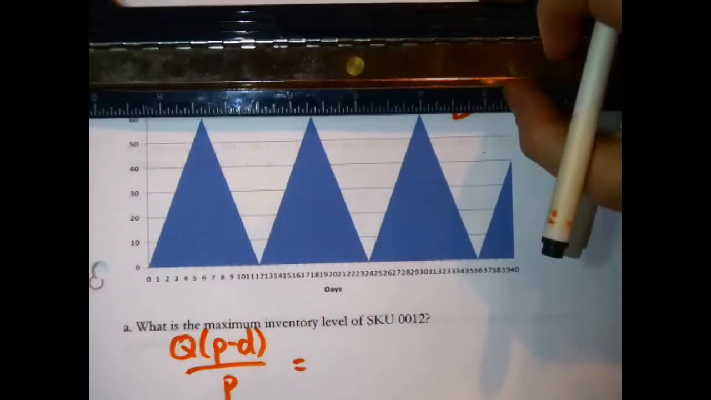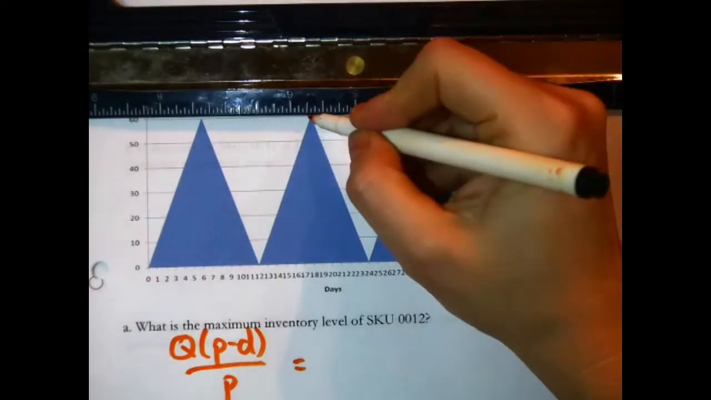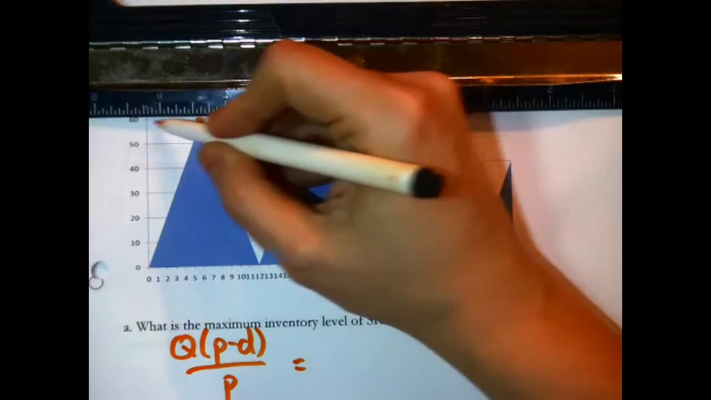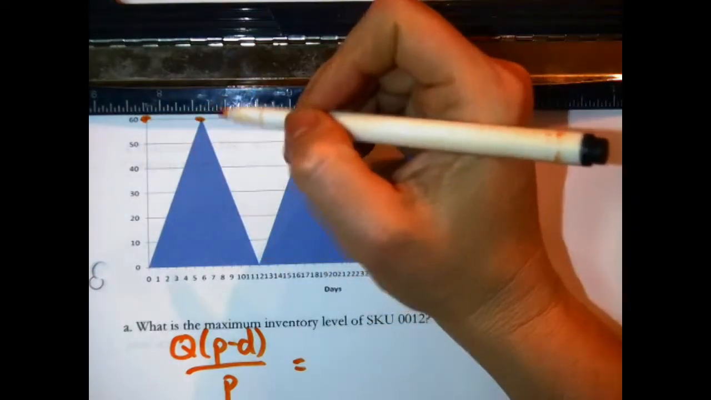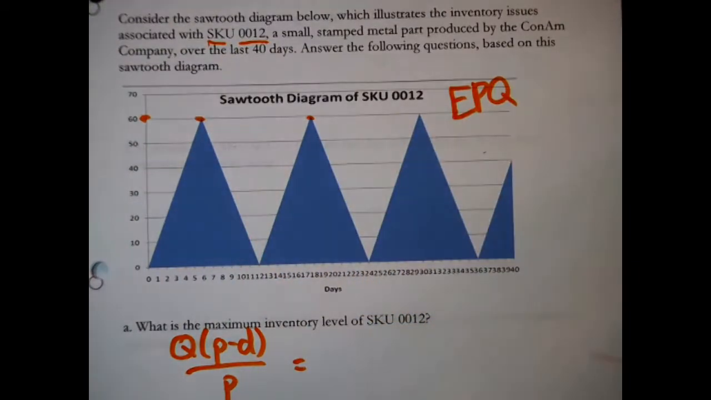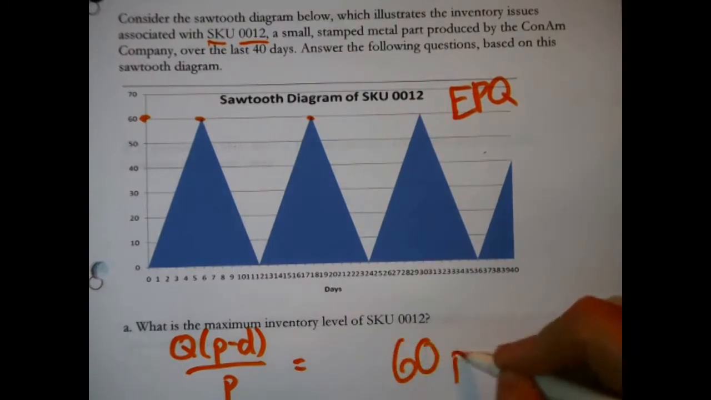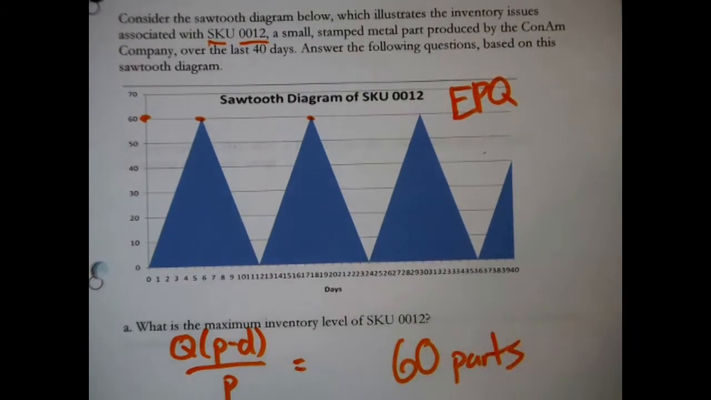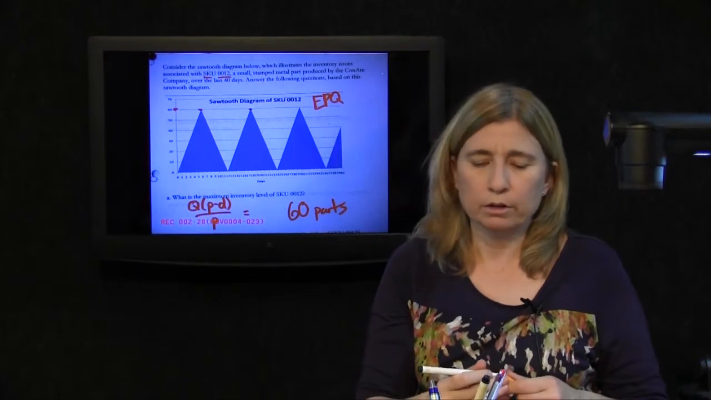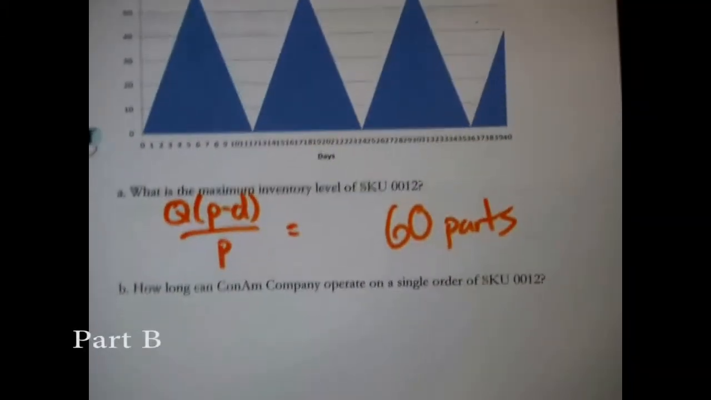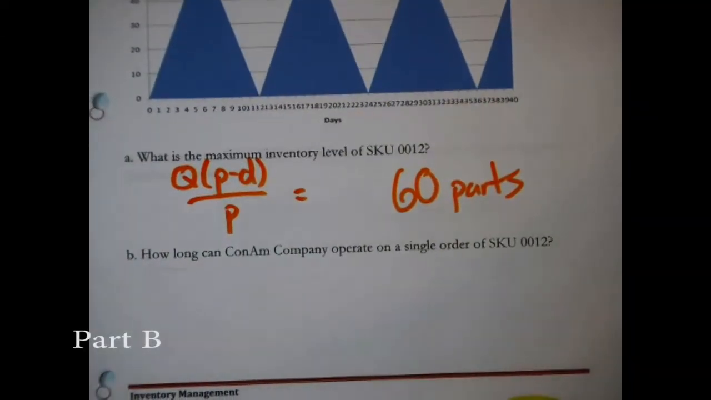It's the peak of the teeth. Where are they topping out at? 60. Oh, I could just read it. 60 parts. Maximum inventory. Done. Okay. How long can Can-Am company operate on a single order of SKU 0012?